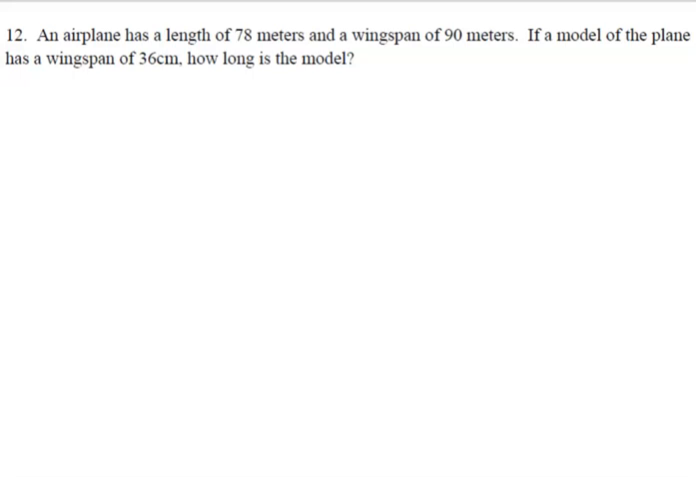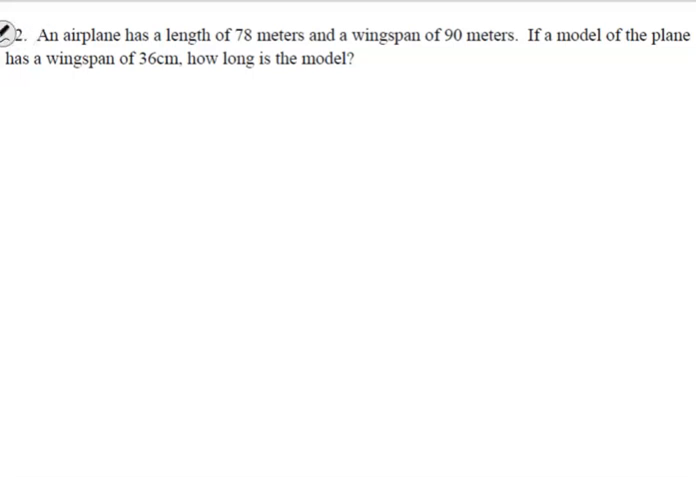An airplane has a length of 78 meters and a wingspan of 90 meters. If a model of the plane has a wingspan of 36 centimeters, how long is the model? So there is more than one correct way to set up your proportion.